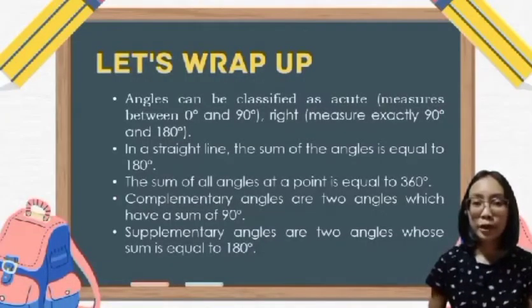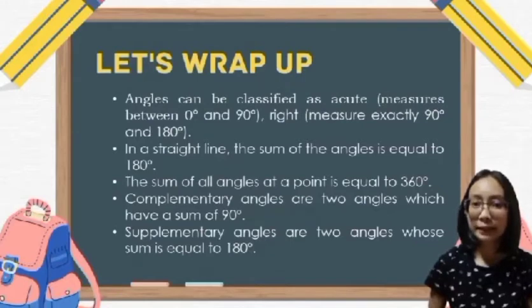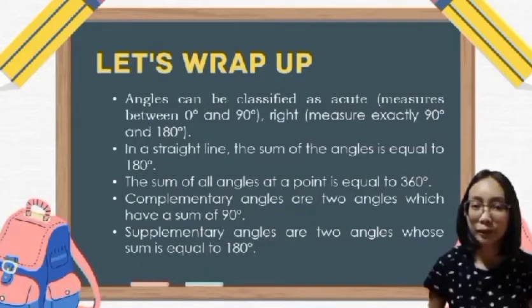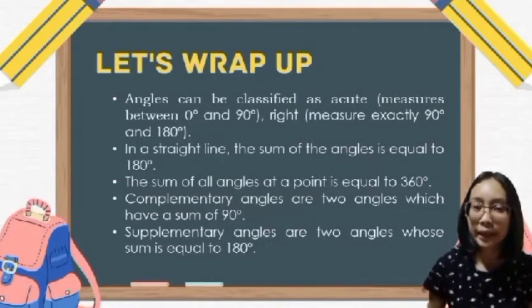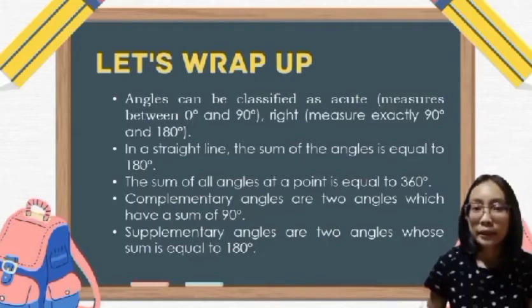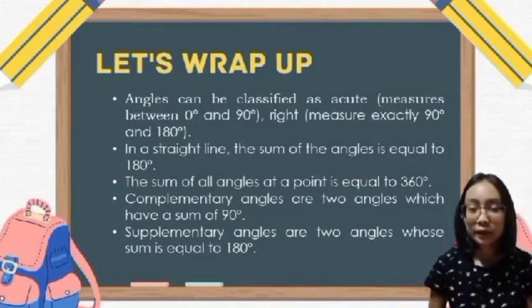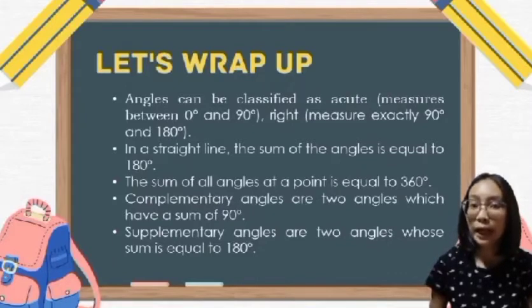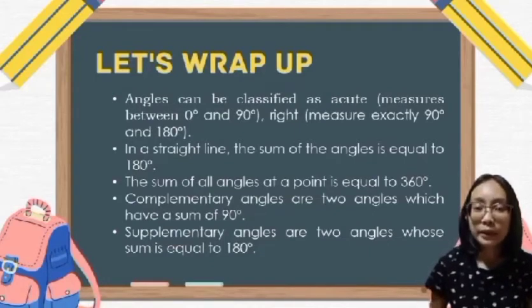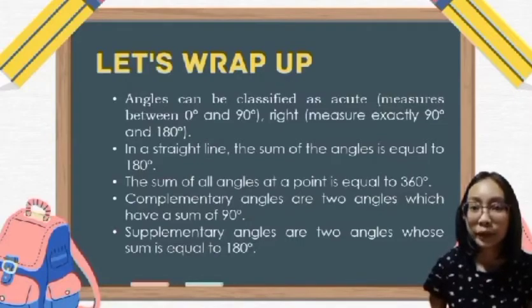So, let's wrap up. Angles can be classified as acute, which measures between 0 degrees and 90 degrees, and right angle, which measures exactly 90 degrees. In a straight line, the sum of the angles is equal to 180 degrees, and the sum of all angles at a point is equal to 360 degrees. Complementary angles are two angles which have a sum of 90 degrees, while supplementary angles are two angles whose sum is equal to 180 degrees.